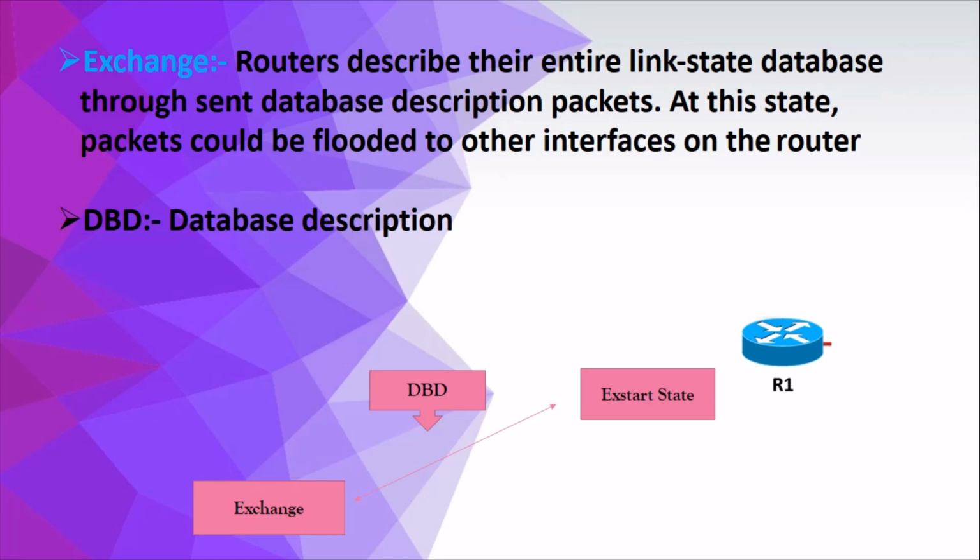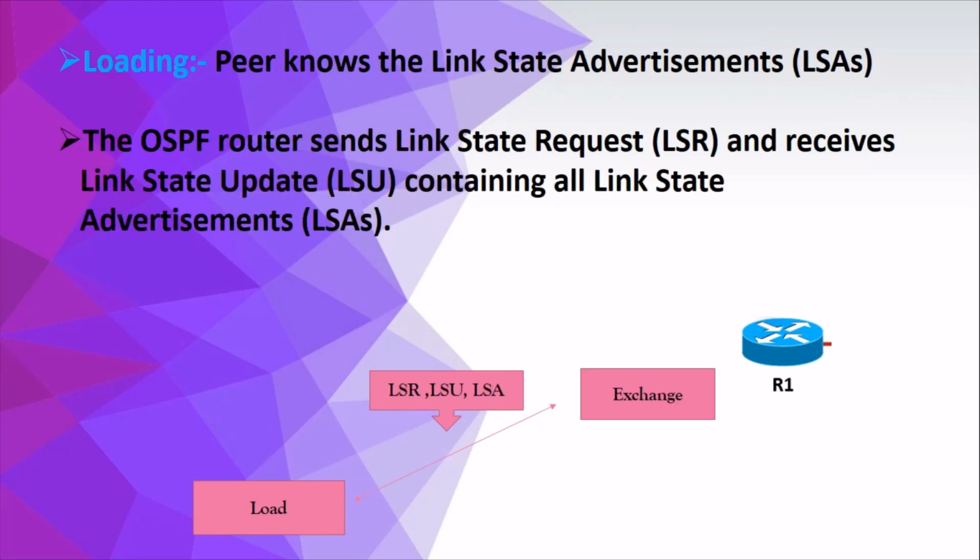In the exchange state, each router will exchange its own information. R1 has some information that it will send to R2. In the same way, router 2 will send some information to R1, right? That kind of exchange happens in the exchange state. Technically, it is called the database description. The database description will be exchanged from router 1 to router 2.